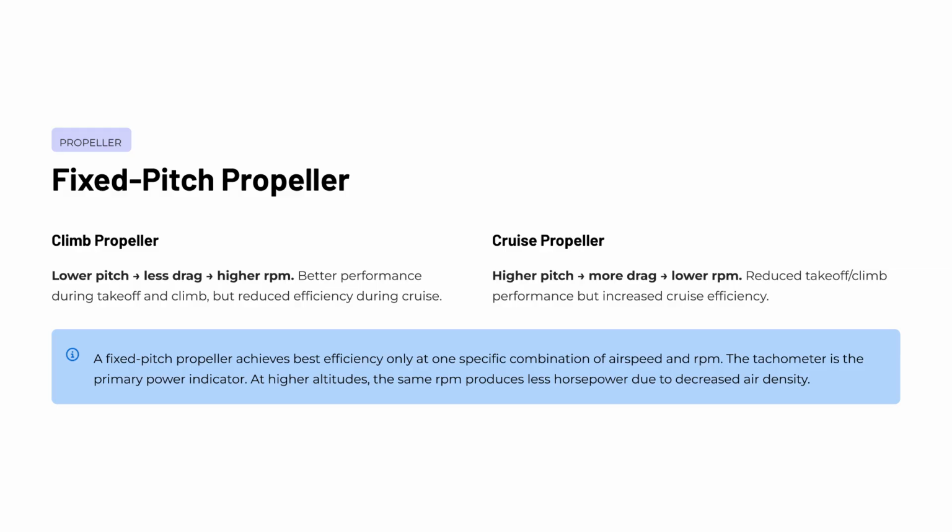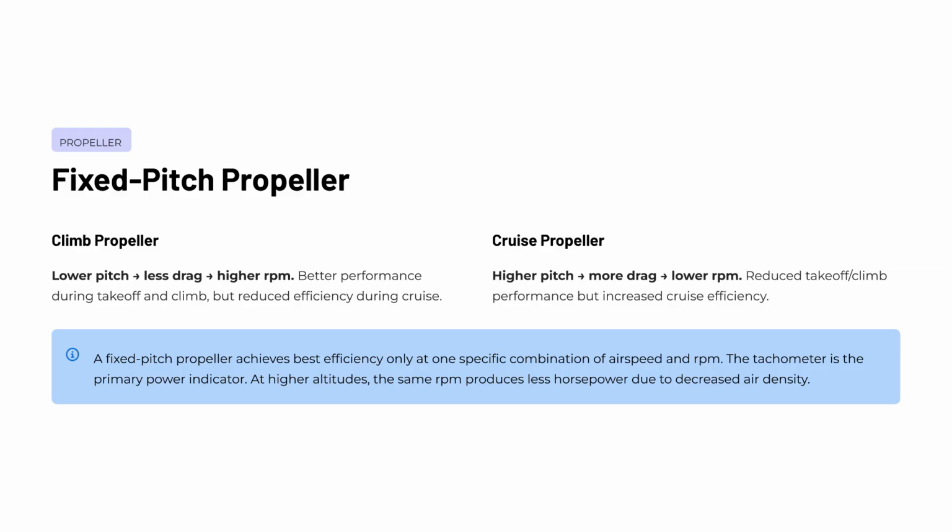and airspeed. A cruise propeller works the opposite way. The higher pitch setting means the engine turns at lower RPM, which improves fuel efficiency in level flight, but sacrifices some takeoff and climb performance. The important concept to understand is that any fixed-pitch propeller is only truly efficient at one specific combination of airspeed and RPM. Outside of that sweet spot, you are accepting a performance trade-off.